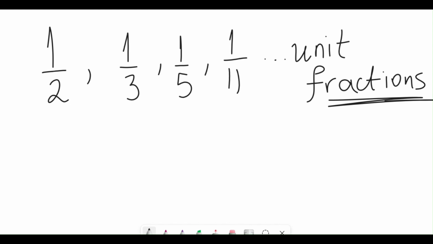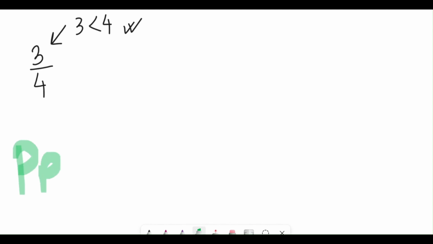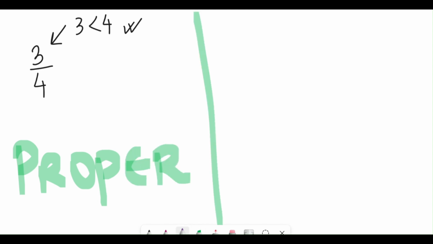All right. Now, another very important thing is proper and improper fractions. If we say, for example, 3 over 4, then what do we notice here? The number on top is smaller than the number on the bottom. Excellent. Such a fraction we call a proper fraction. Okay? Let's try more examples. If we have, for example, 5 over 6, 5 is smaller than 6. The numerator is smaller than the denominator, so we call it a proper fraction.